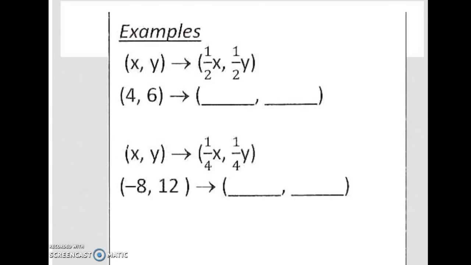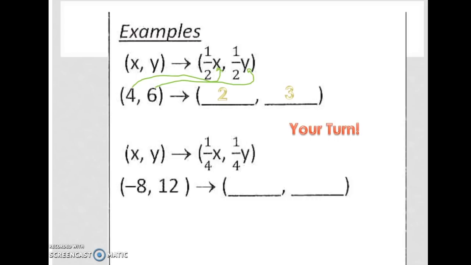Let's try some examples. 1/2 x, 1/2 y. My coordinates are 4 and 6. So I'm going to substitute in my x and my y values. My 4 is going to get substituted into my x value, and half of 4 will give me 2. 6 will get substituted into my y value. Half of 6 will give me 3. Now I want you to pause the video and give this one a try.